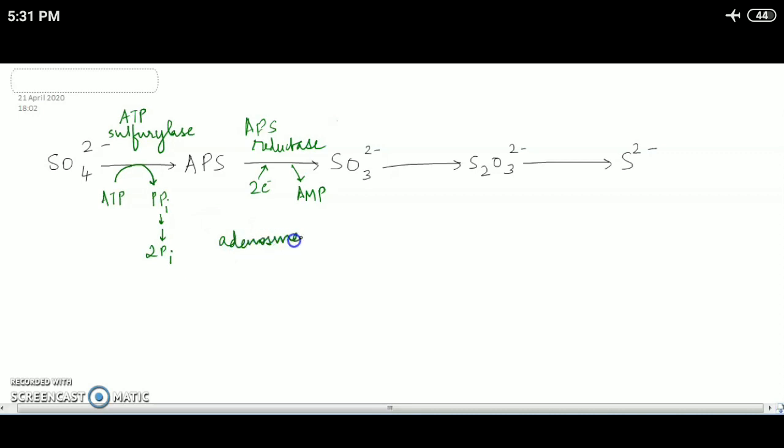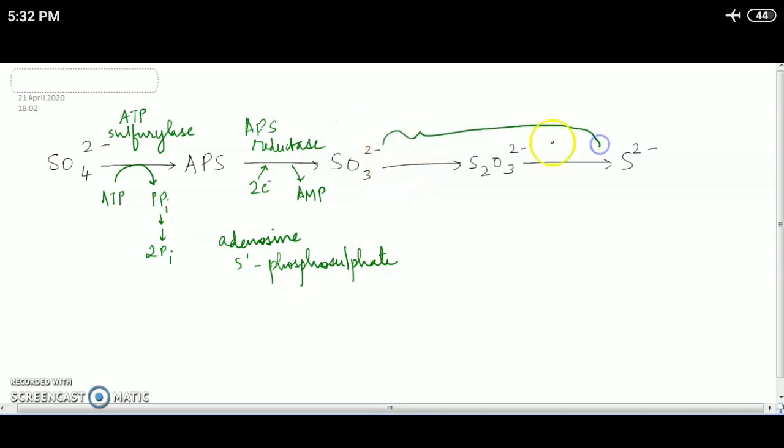Now this APS, so sulfate is getting reduced to APS. APS is a very important intermediate. APS stands for adenosine 5' phosphosulfate. This adenosine 5' phosphosulfate is further acted upon or reduced to form sulfite, by the enzyme APS reductase. This enzyme will utilize two more electrons to convert it into sulfite, and in the process we have release of adenosine monophosphate or AMP. Sulfite is then converted to thiosulfate.